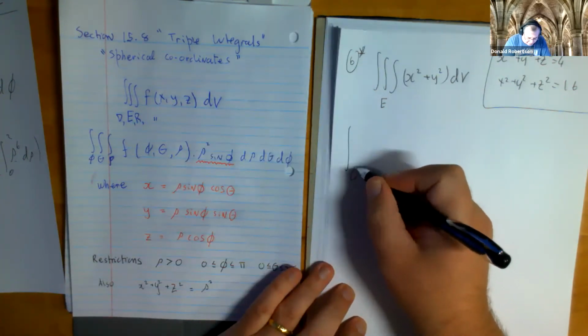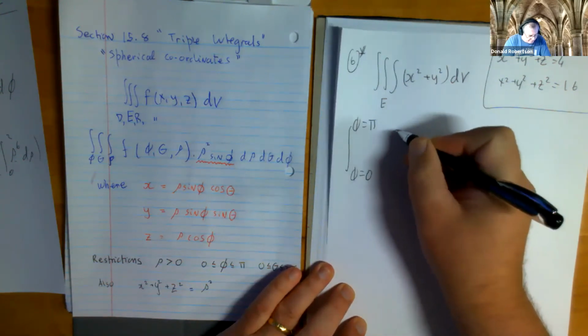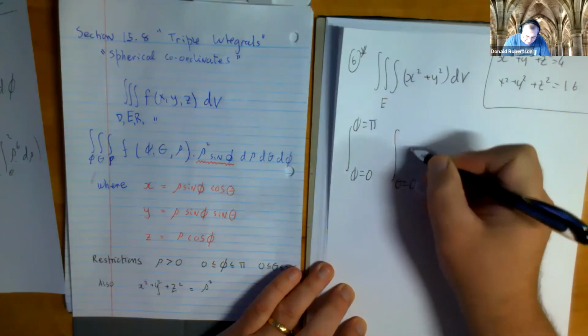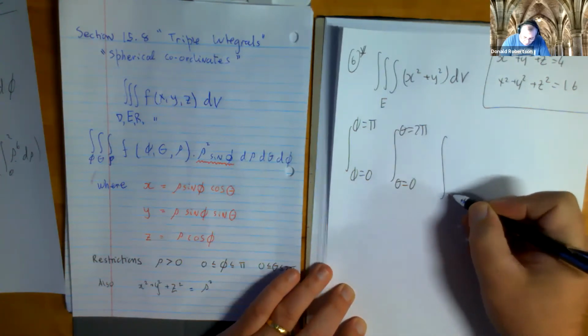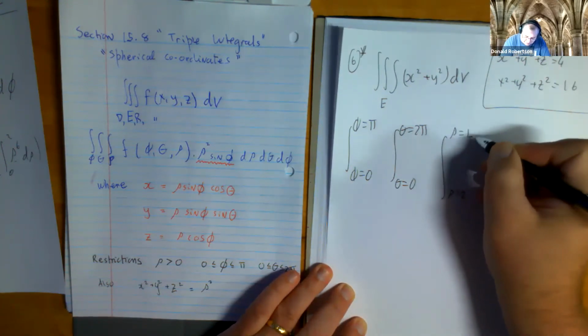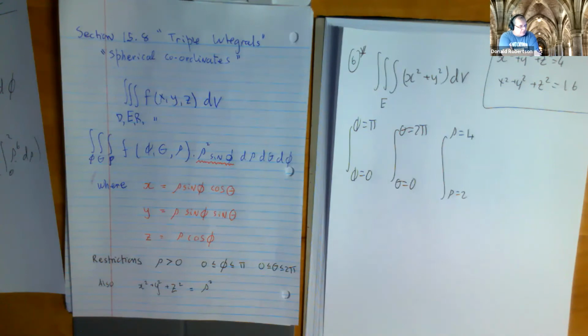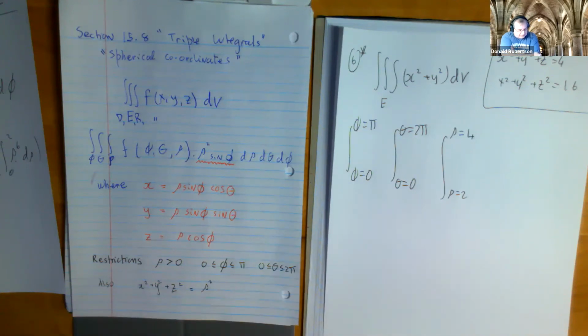The phi is going to be from 0 to pi. The theta is going to be 0 to 2 pi. The rho is going to be 2 to 4. Are you happy where those limits are coming from? The 0 pi and the 0 2 pi. We comfortable where I got those?